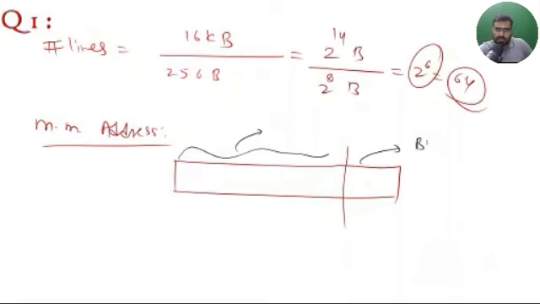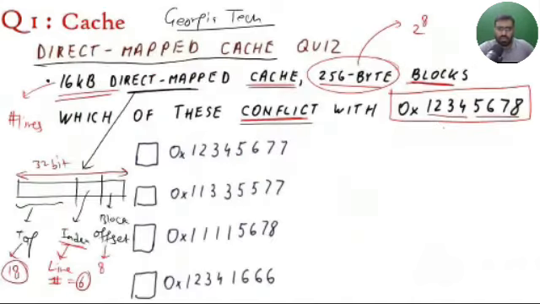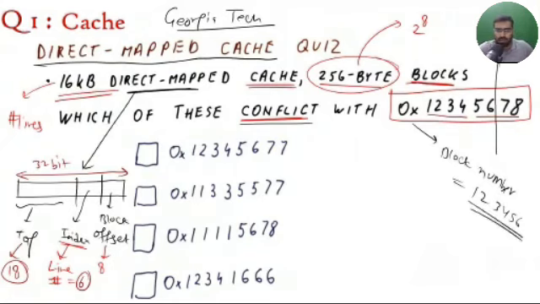Now you can easily see what the block number is here. The block offset is 8 bits, so the rest is the block number. The block number is 1, 2, 3, 4, 5, 6 bits. Now, definitely this block number you will fetch for this address. So when the CPU generates this address, this entire block from the main memory will come into the cache memory. Yes or no?